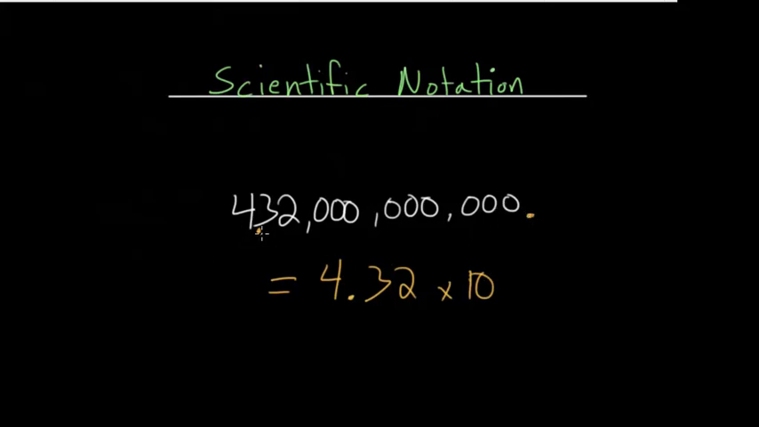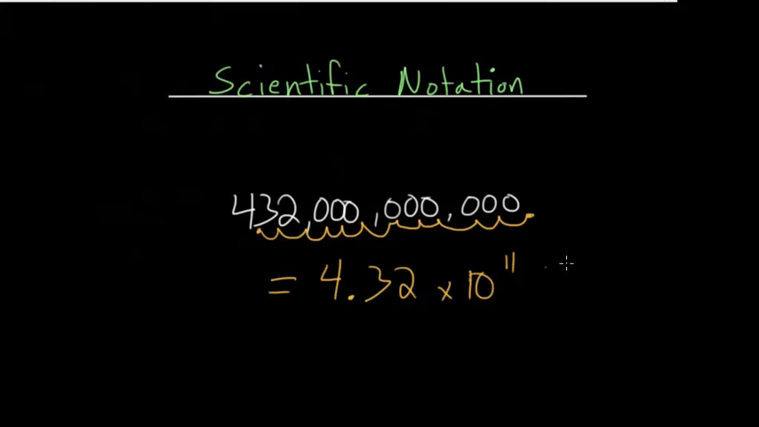Multiplying by 10 would move the decimal once, then by 100, 1,000, 10,000, and so on. So we just need to count. It looks like 1, 2, 3, 4, 5, 6, 7, 8, 9, 10, 11. So we moved it 11 times. So we would rewrite this as times 10 to the 11th power.